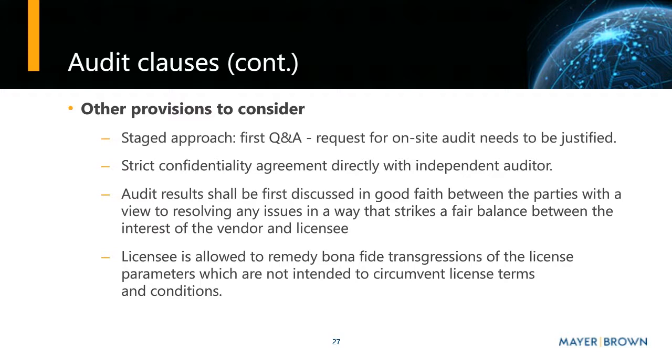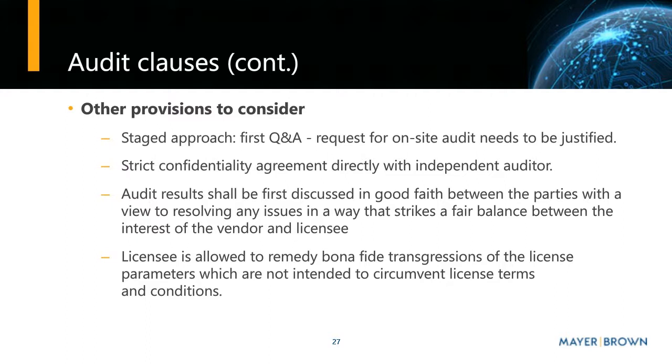what is a really good provision is that the parties need to discuss in good faith with a view to resolving any issues in a way that strikes a fair balance between the interests of the vendor and licensee. So this way, you're demanding from the parties that they find a balance between the interests of the vendor and the licensee, which means the interest of the vendor to have its intellectual property rights respected, but also for the licensee not to be punished for bona fide transgressions.